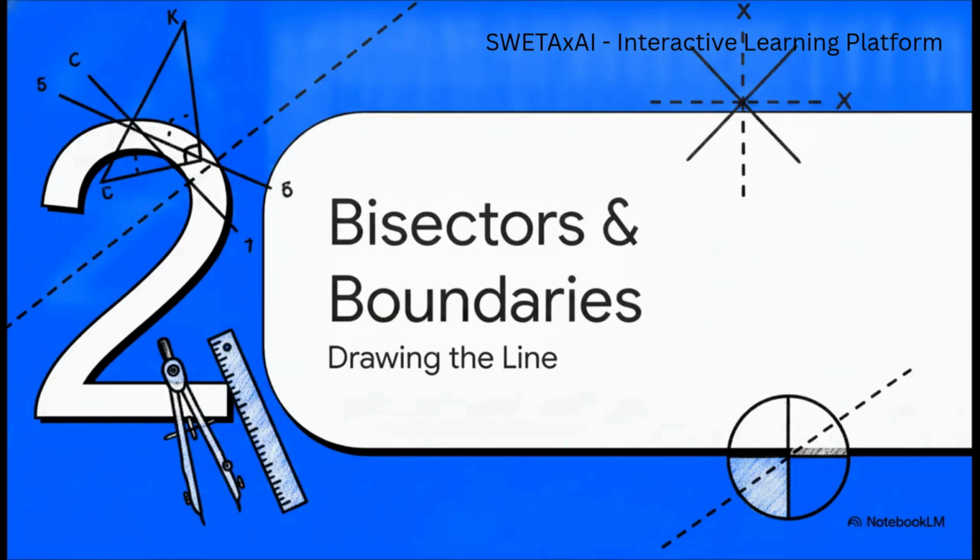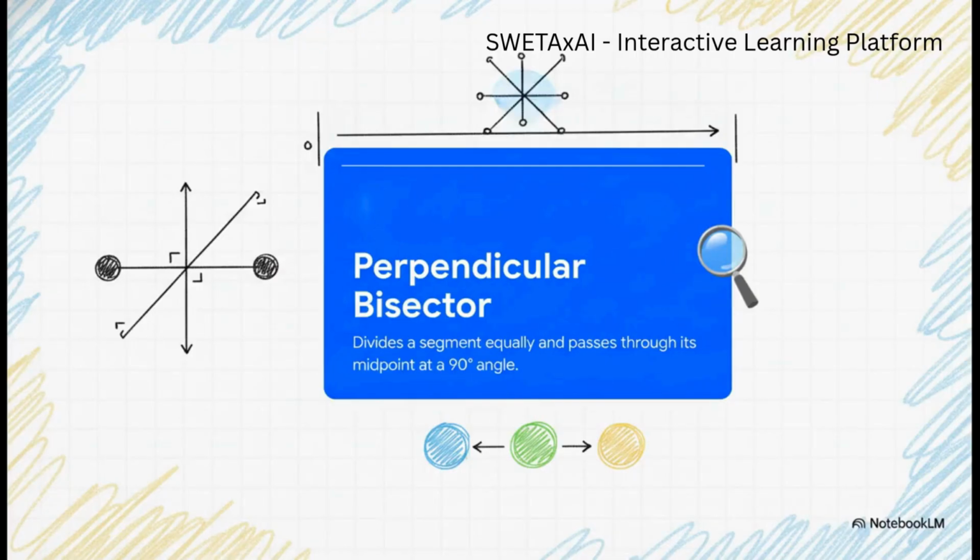Section 2. Bisectors and boundaries, drawing the line. Now that we can navigate and find the middle of a line, we've got to talk about creating perfect boundaries and exact intersections. This is where we go from just moving around to actively dividing up territory. Enter the perpendicular bisector. Now, what's really interesting about this is that this single line is a total multitasking powerhouse. It doesn't just do one thing, it actually accomplishes 3 specific tasks all at the exact same time.